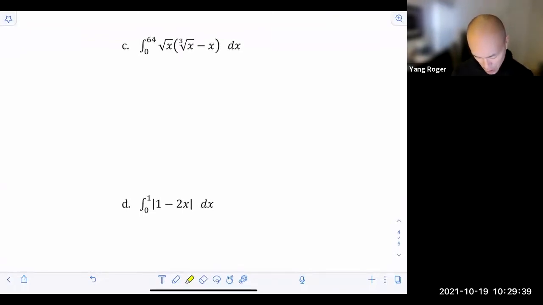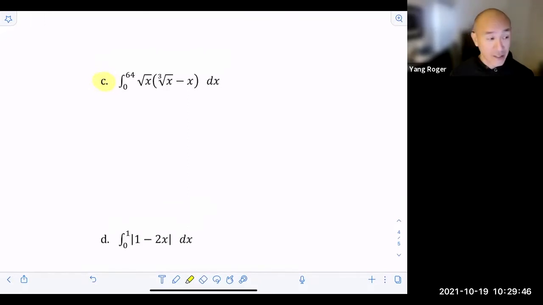I want us to try number C here. So this is really a fundamental theorem of calculus part 2 question. And this is a definite integral. So a definite integral has these two limits of integration here. So your answer will be a number. So if this was your little f of x here, you're going to find the antiderivative, and then you're going to plug in 64, and you're going to plug in 0, and then you're going to get a number.